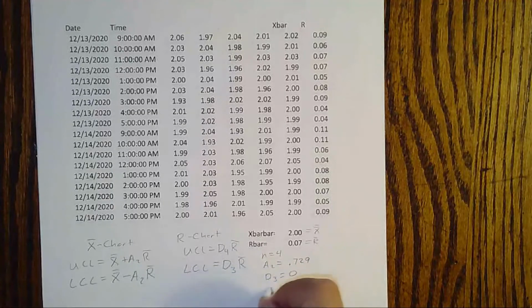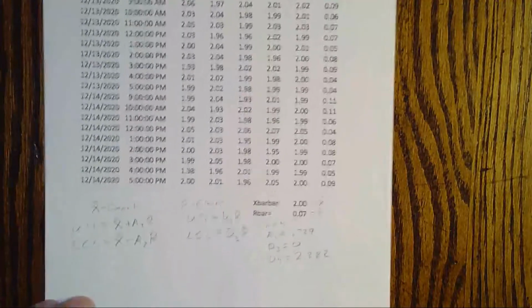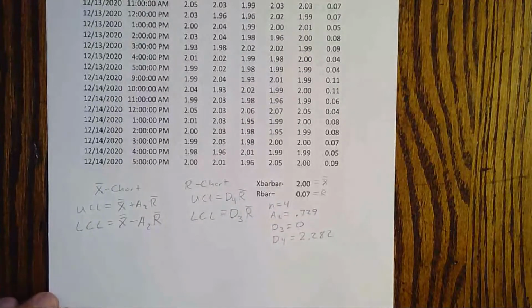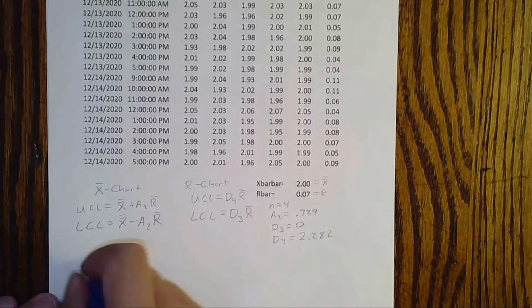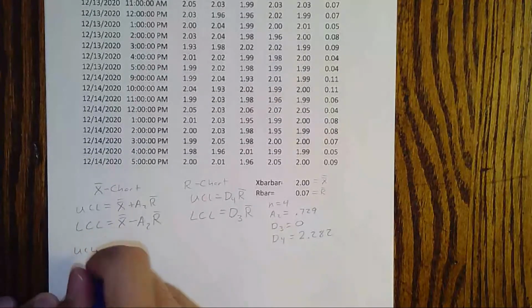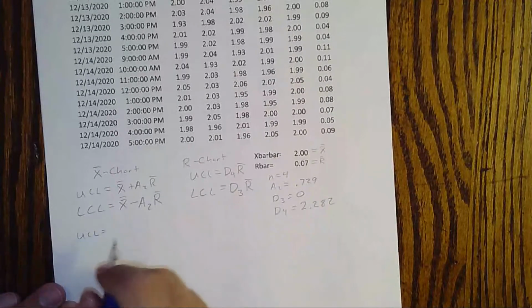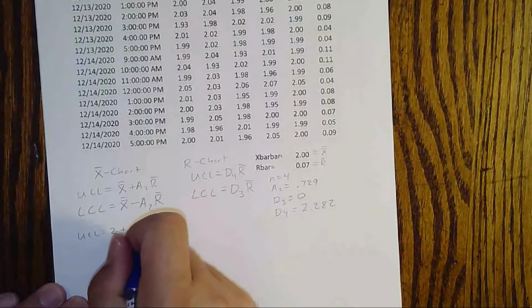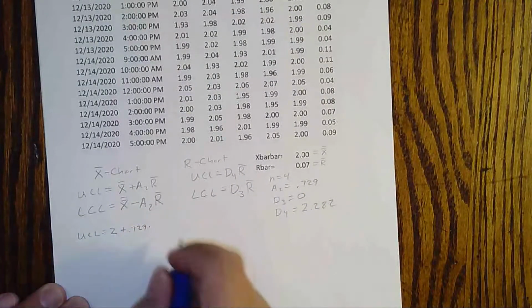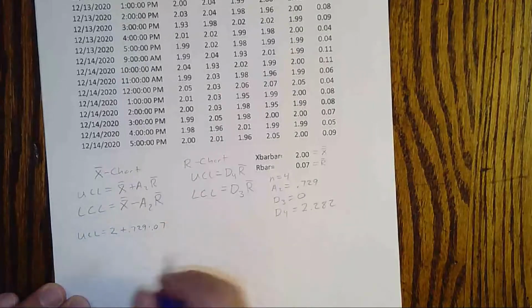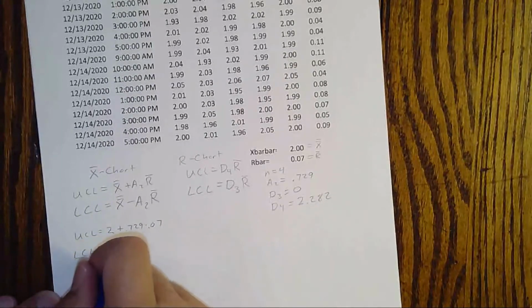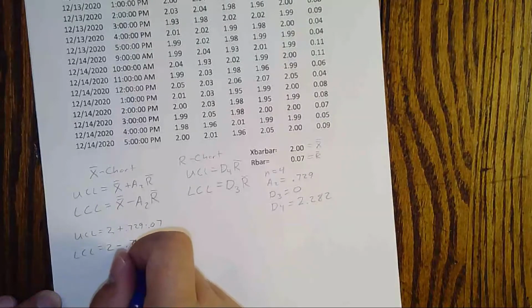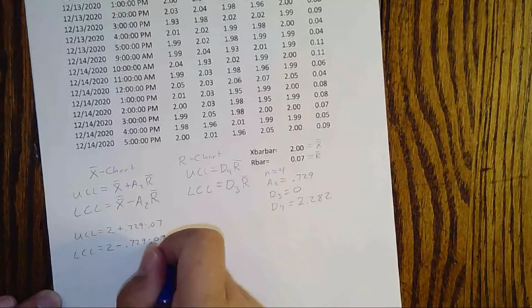D3 equals 0, and D4 equals 2.282. Now I have everything I need to plug in to find these limits. So my upper control limit for the X bar chart is equal to 2 plus 0.729 times 0.07. My lower control limit will be 2 minus 0.729 times 0.07.